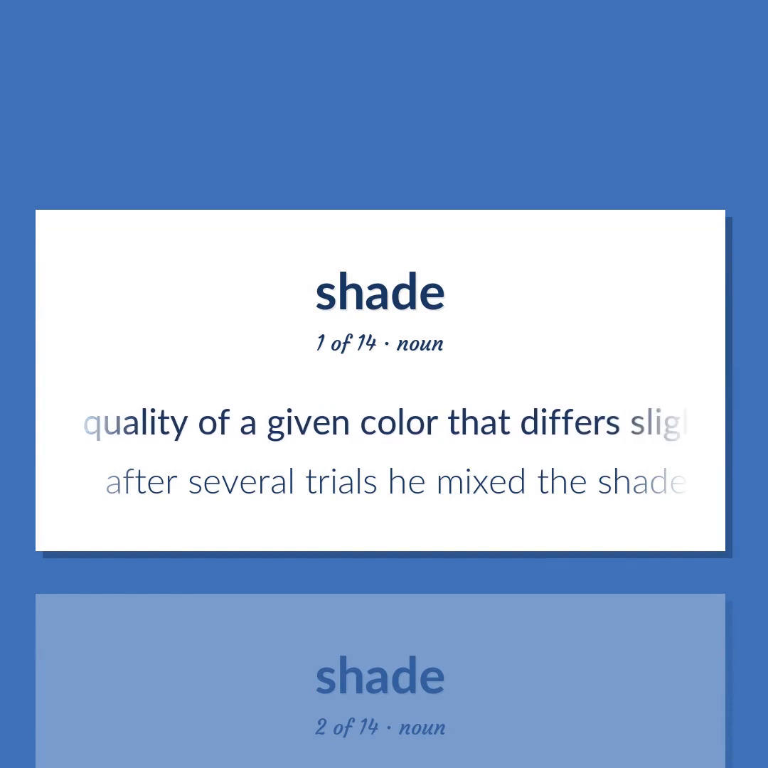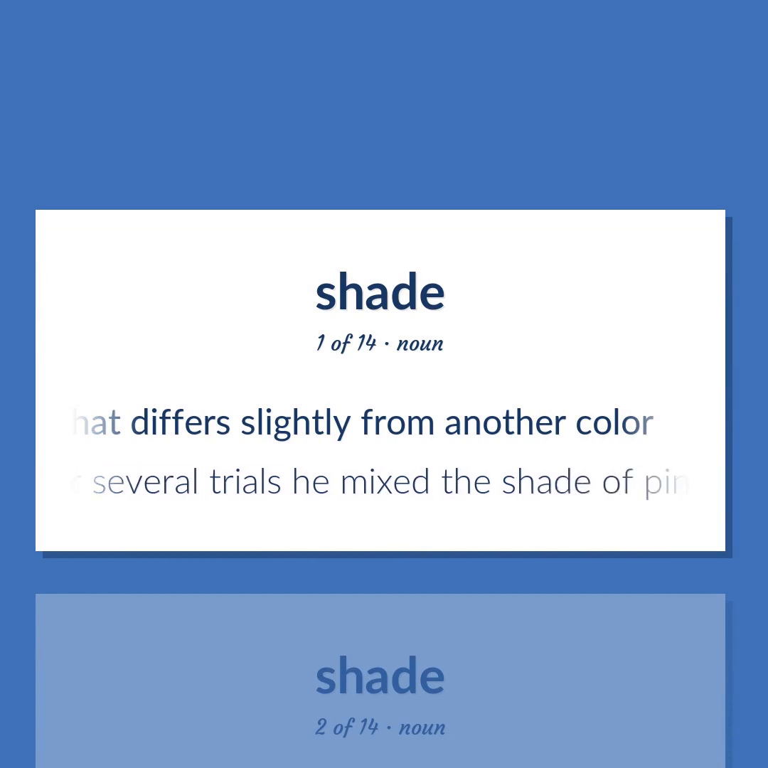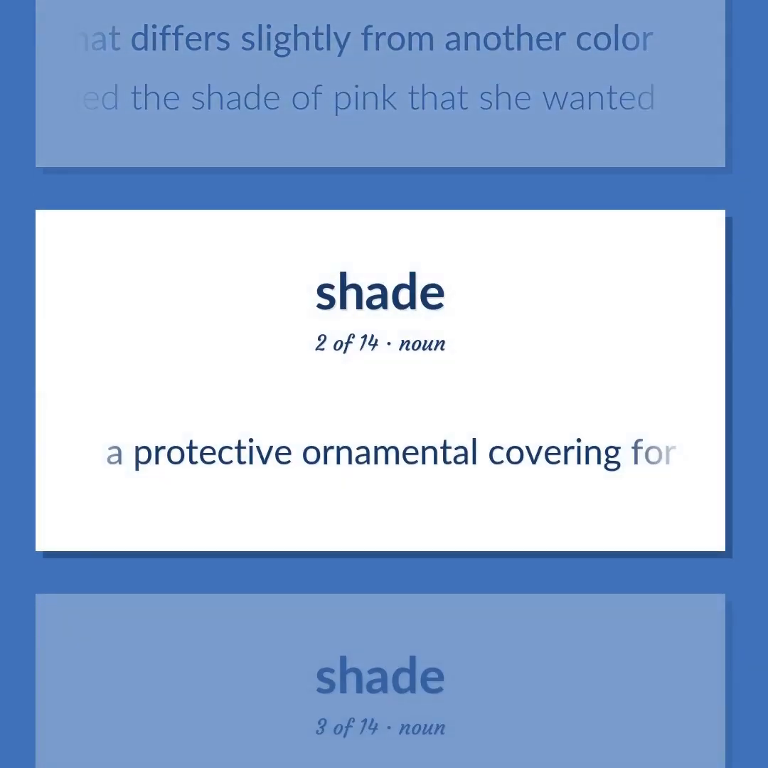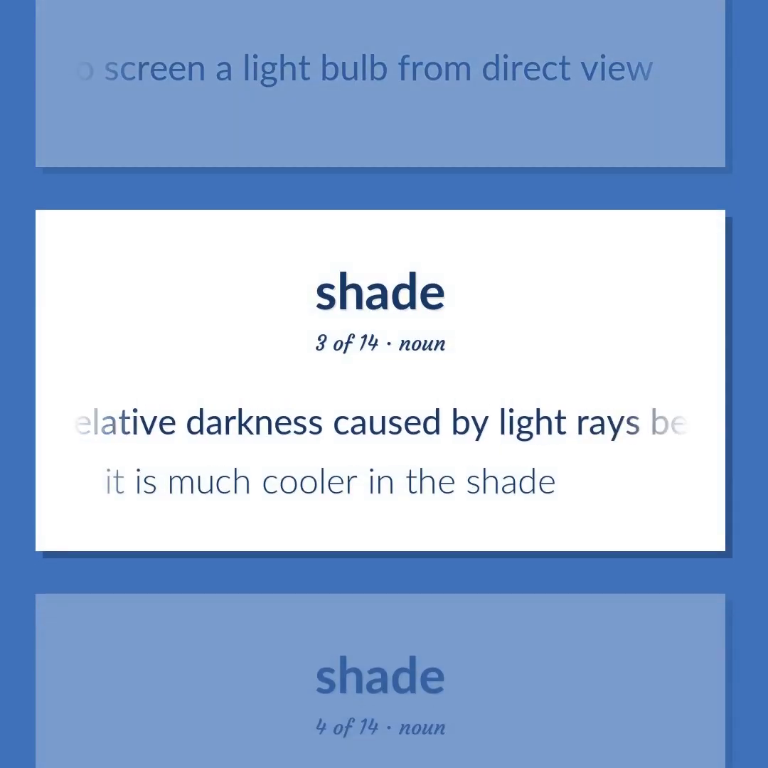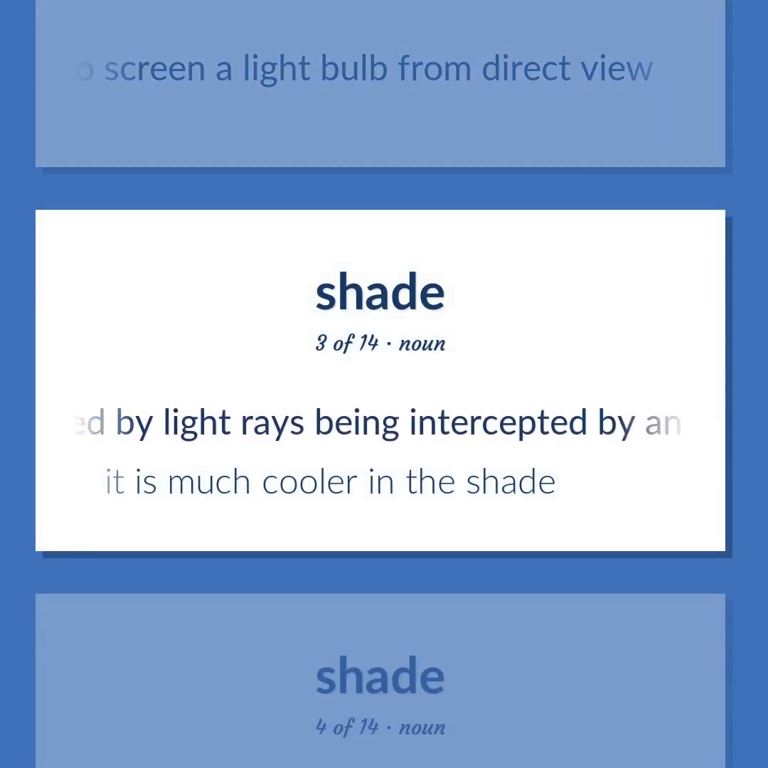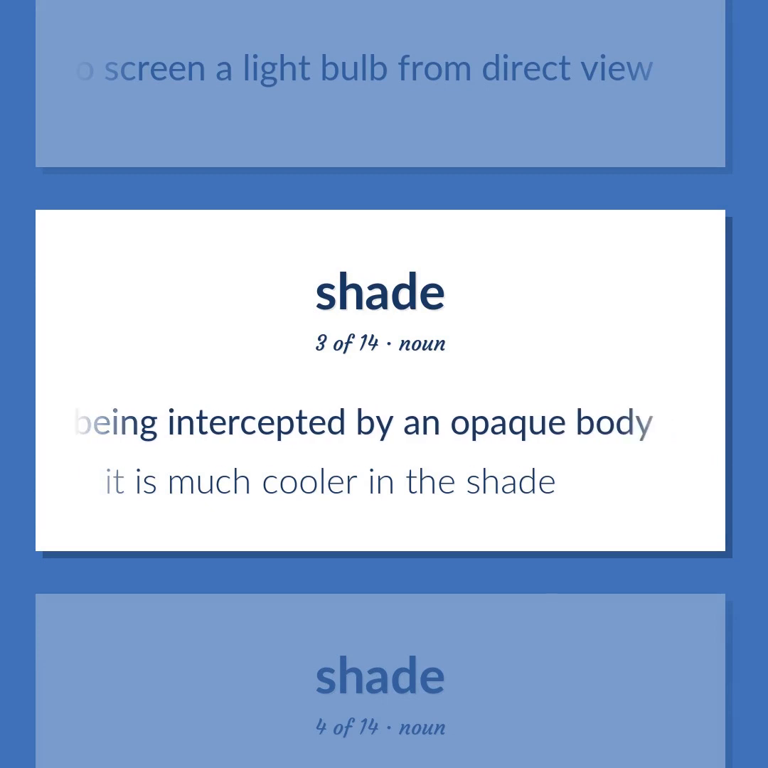A quality of a given color that differs slightly from another color. After several trials, he mixed the shade of pink that she wanted. A protective ornamental covering for a lamp, used to screen a light bulb from direct view. Relative darkness caused by light rays being intercepted by an opaque body. It is much cooler in the shade.